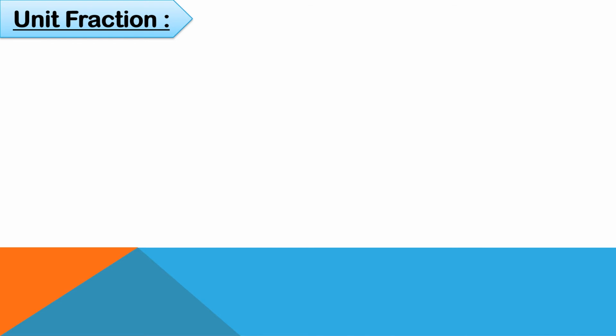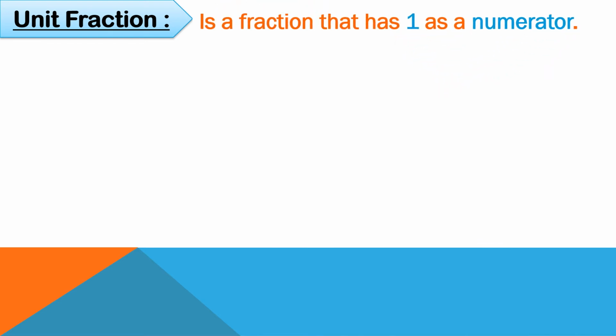Now let's start a new topic. Unit fraction. What do we mean by unit fraction? Unit means 1. So the unit fraction is a fraction that has 1 as a numerator. What did we say about numerator? Numerator is the number on the top in the fraction. When it equals 1, it means this fraction is a unit fraction.